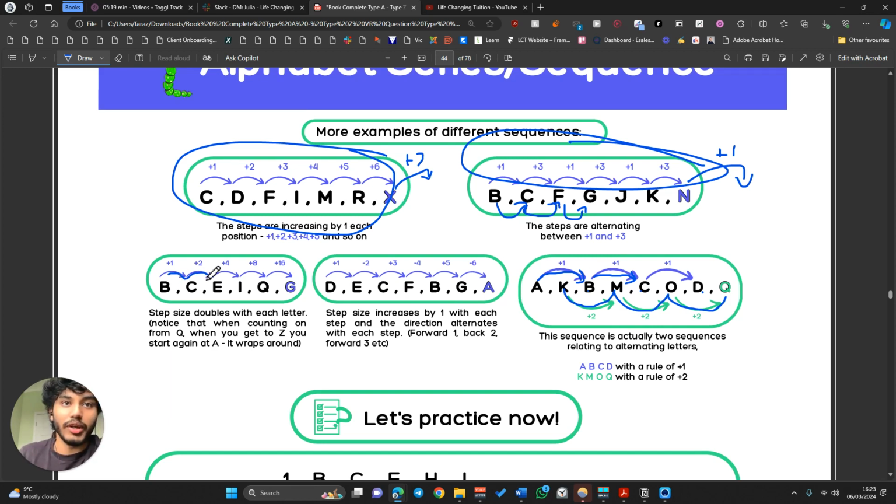This is another simple one where it's just getting bigger each time. So +1, +2, +4, +8, +16. What do you think is going to be the next plus? Well, you can see these are always doubling. So it's going to be 32.